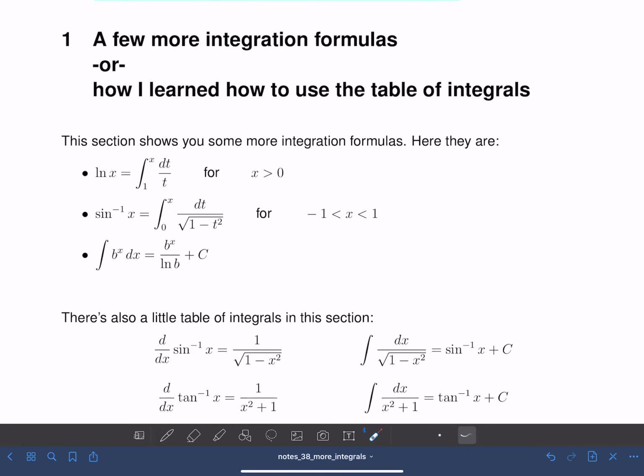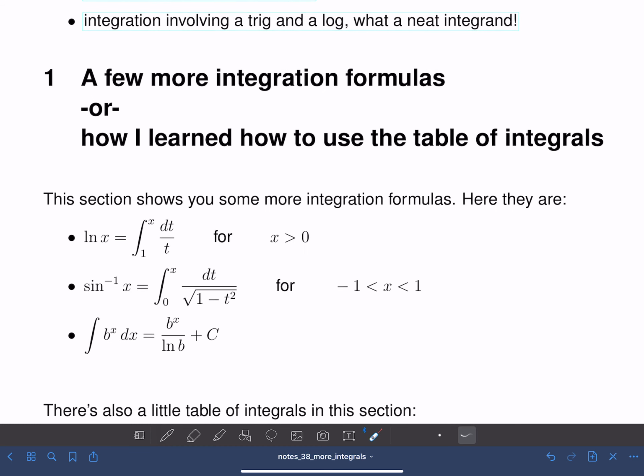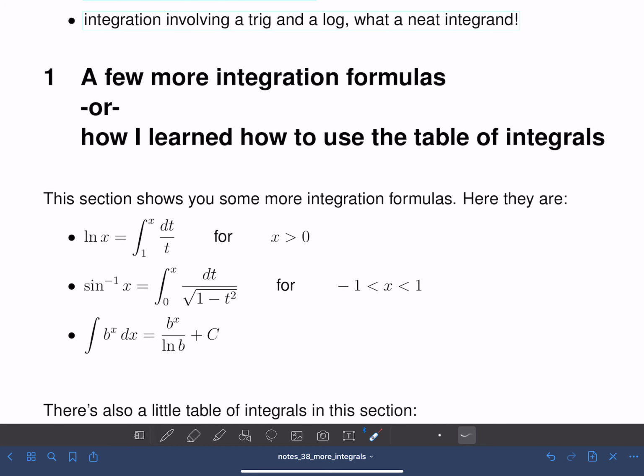This section in the book has a few more integration formulas, and this stuff is on page 347 of our textbook, where they do a little bit of derivation of some new formulas. They do a derivation for a definition, maybe, or at least a relationship of the natural log function. There are many ways to write out the natural log function.